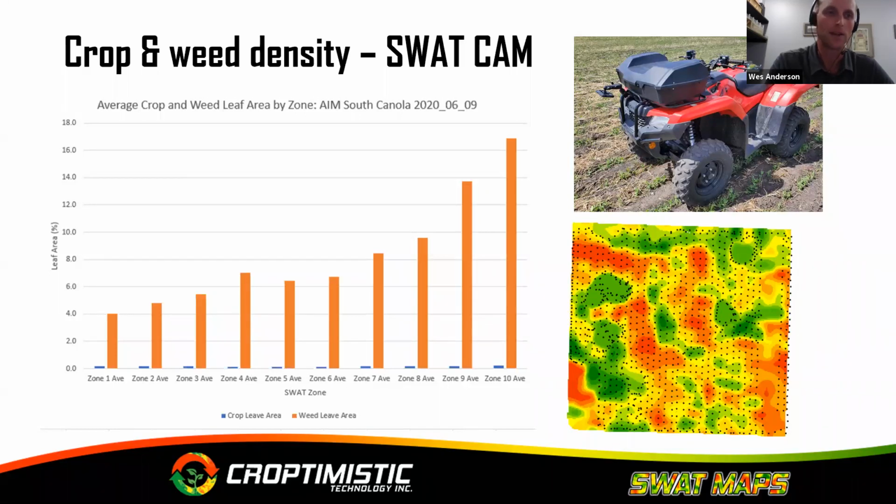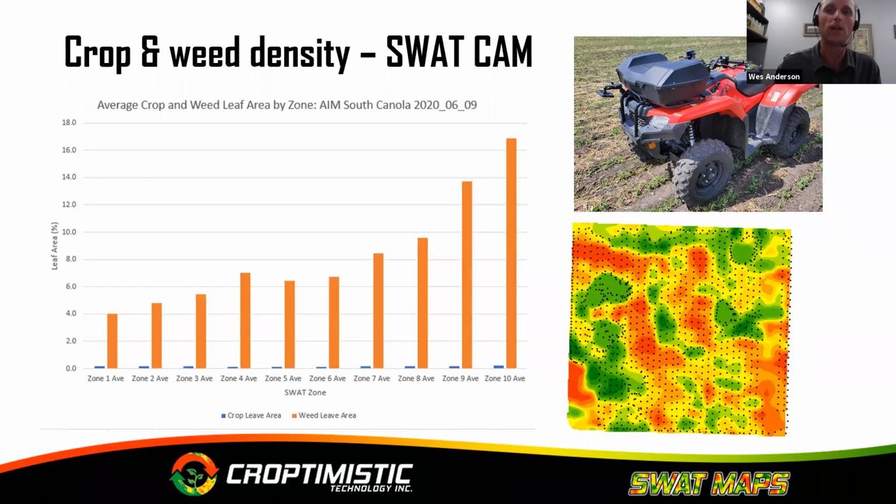So you'll see the graph there, leaf area percent going up to 16% in the case of weeds, which doesn't sound like a lot, but trust me, it was a lot. There was kochia growing on top of kochia nearly. And how we're getting the difference between crop leaf area and weed leaf area is through a machine learning algorithm that the University of Regina is working on.